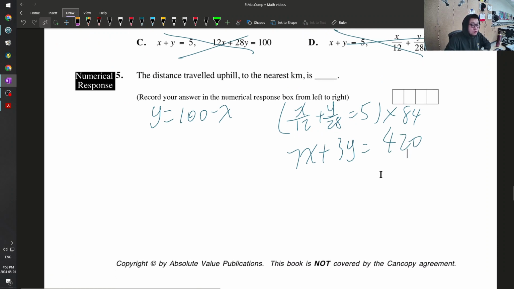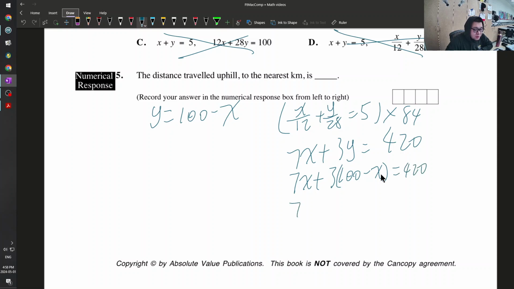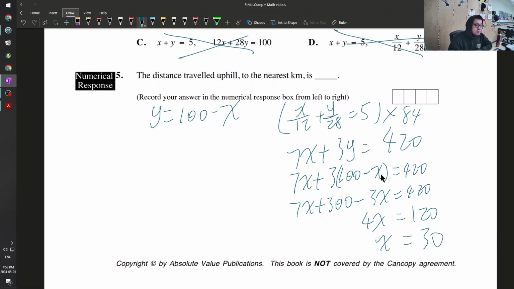And we want to replace y is equal to 100 minus x. So 7x plus 3 times 100 minus x is equal to 420. Simplify, 7x plus 300 minus 3x is equal to 420. 7x minus 3x is 4x. 420 minus 300 is equal to 120. 4x is equal to 120. Divide both sides by 4. x is equal to 30.